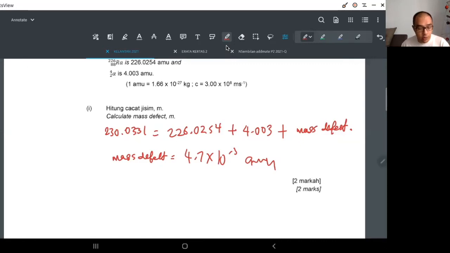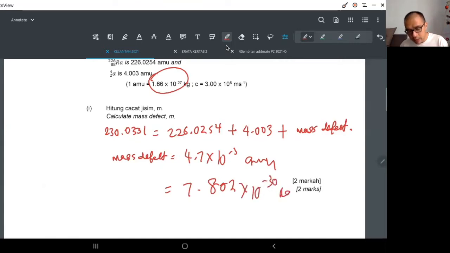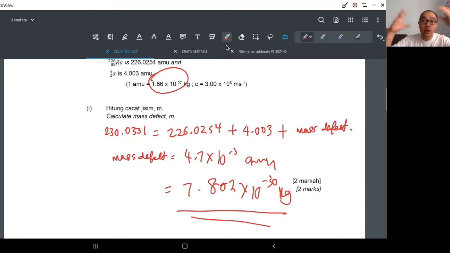So how to change AMU to kg? We just multiply by 1.66 times 10 to the power of negative 27. So times 1.66 times 10 to the power negative 27, you will get 7.802 times 10 to the negative 30 kg. Yes, negative 30 is a very normal number, so don't worry about it, because it's just one atom. It's just one atom's energy. When you combine all the atoms together, that gives you the big energy.